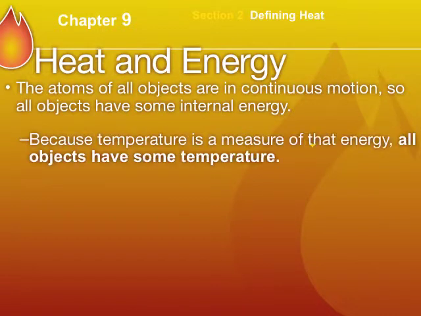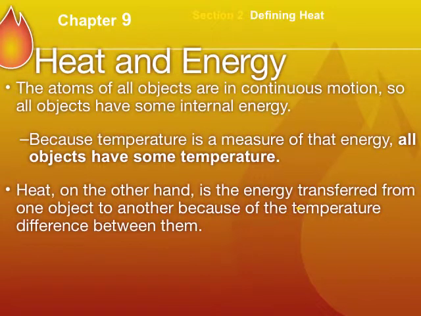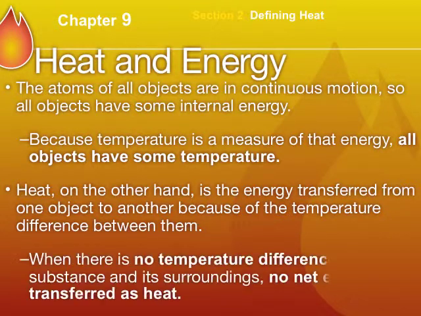So because temperature is a measure of energy, all objects have to have some temperature. Heat, on the other hand, is the energy transferred from one object to another because of the temperature difference between them. So you could say heat exists because of a temperature difference. When there's no temperature difference between the substance and the surroundings, there is no net energy transferred as heat. That should be simplistic and common sense.